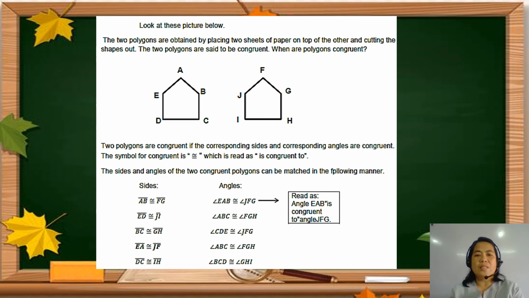For the angles, angle EAB is congruent to angle JFG. Angle ABC is congruent to angle FGH. Angle CDE is congruent to angle HIJ. Angle BCD is congruent to angle GHI.